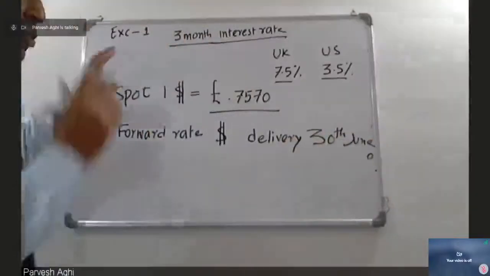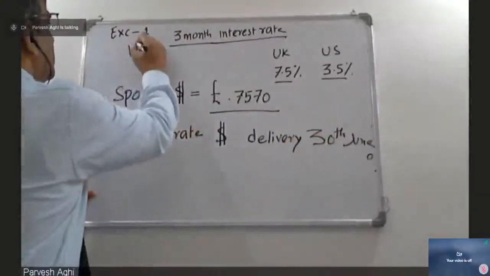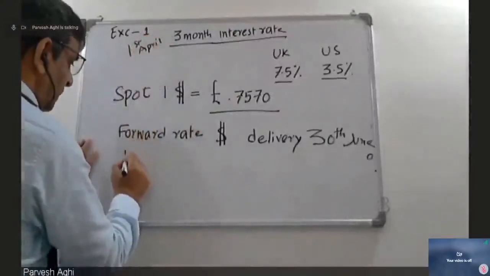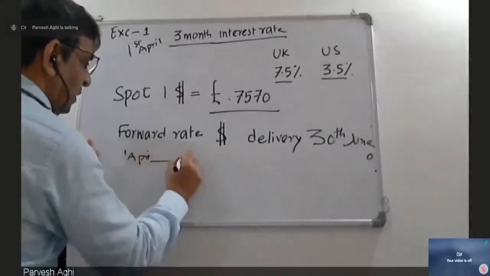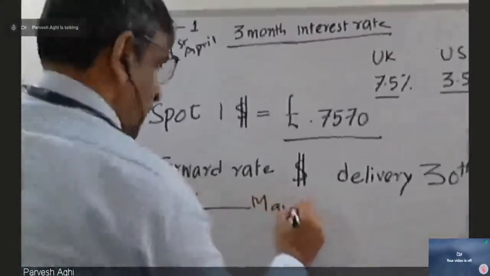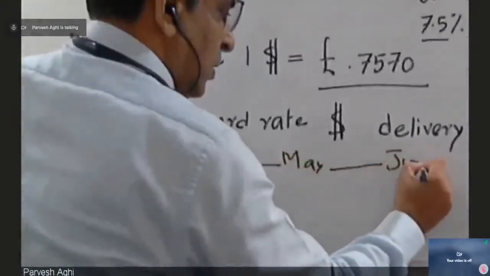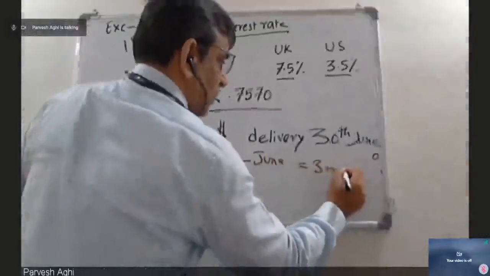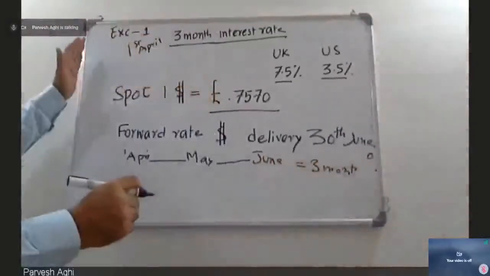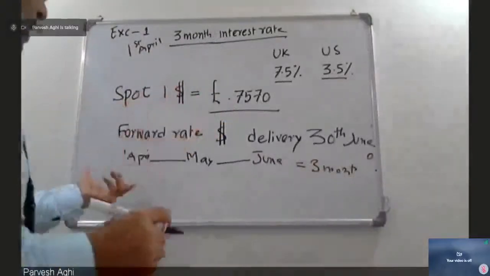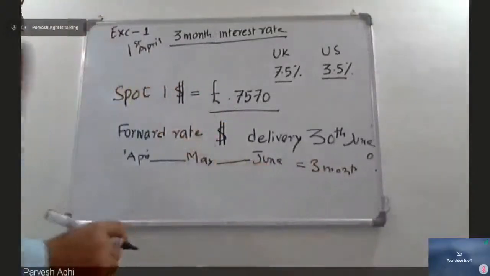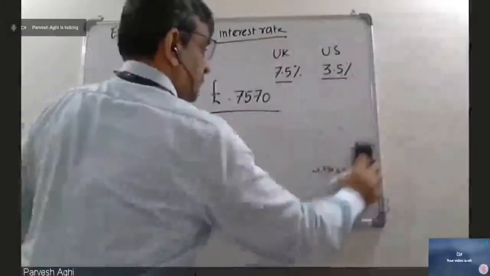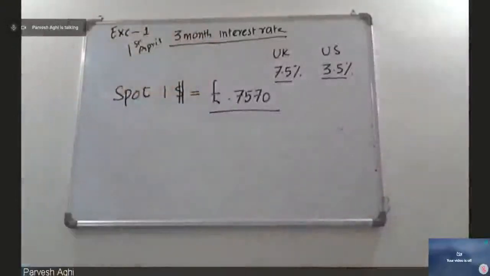So today is 1st April. So we have April, 1st April, then we have May, then we have June. If we take this April to June, that means we're talking about 3 months. So between April and 30th June, April, May, June, he's talking about the 3 months forward rate. So we need to find the 3 months forward rate. So we use the formula, okay.